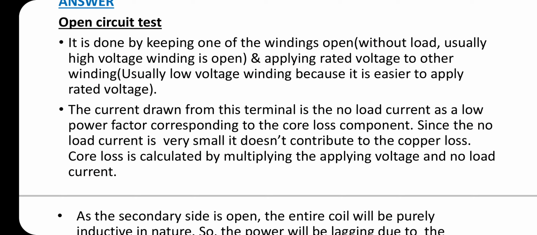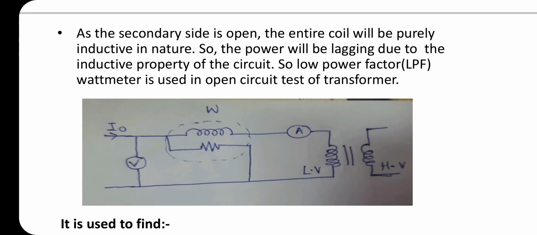Open circuit test. It is done by keeping one of the windings open without load. Usually the high voltage winding is open and rated voltage is applied to the other winding, usually the low voltage winding, because it is easier to apply rated voltage. The current drawn from this terminal is the no load current at a low power factor corresponding to the core loss component. Since the no load current is very small, it does not contribute to the copper loss. Core loss is calculated by multiplying the applied voltage and no load current.